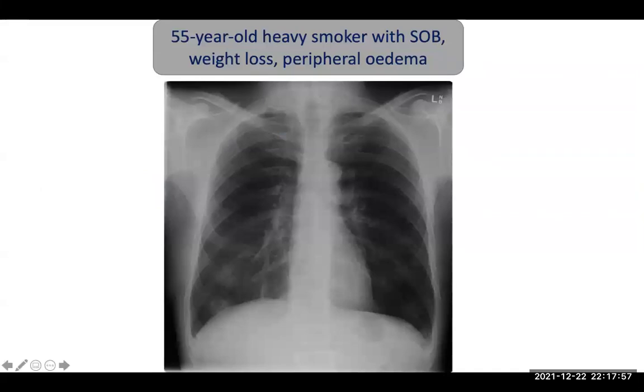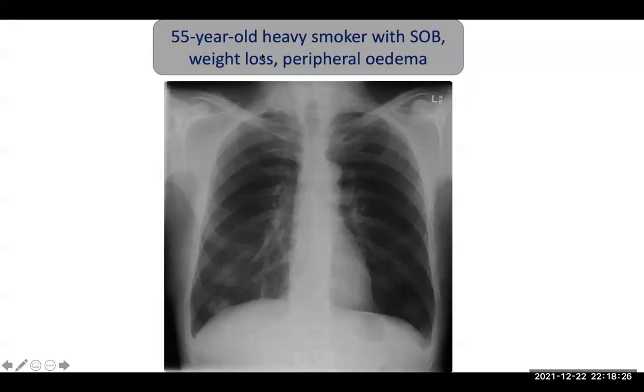So our second case, a 50-year-old heavy smoker with shortness of breath, weight loss, and peripheral edema. Okay, so from the history, we are seeing that this is a very old person. There is a 55-year-old heavy smoker. That means he is a long-term smoker with shortness of breath, and he has weight loss and peripheral edema. So we have some differential diagnosis for this patient.